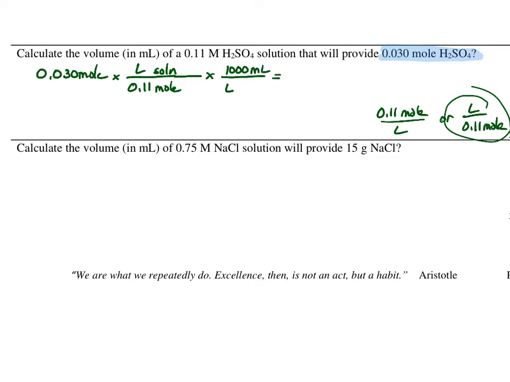We do our math. We come out with 272.727 milliliters. Let's look at sig figs. 2 sig figs, also 2 sig figs. This is exact, so it's not going to limit the sig figs. So we want to report this answer with 2 sig figs. To do so, we're going to have to use scientific notation: 2.7 times 10 to the second milliliters.